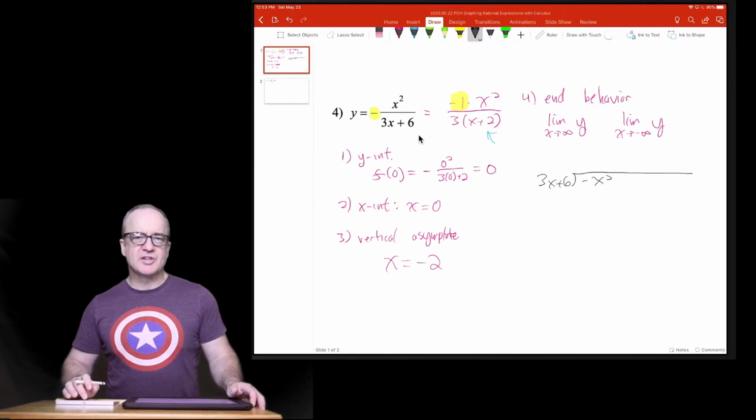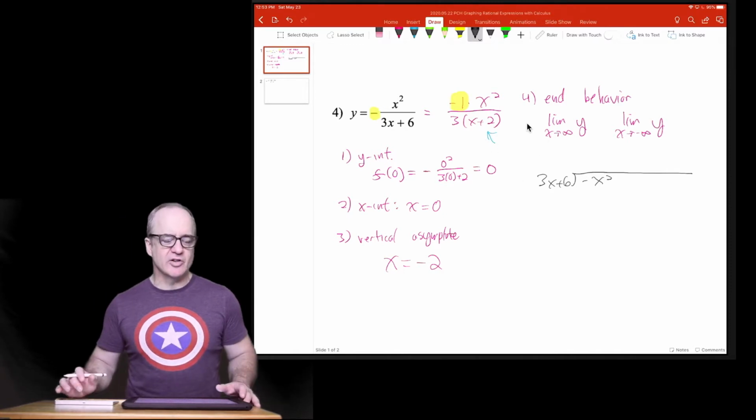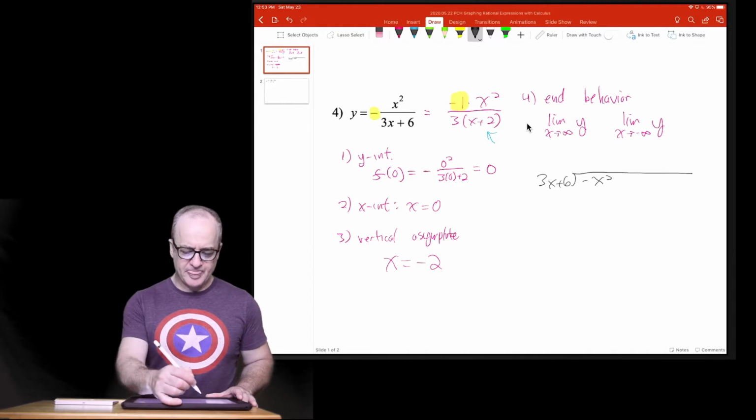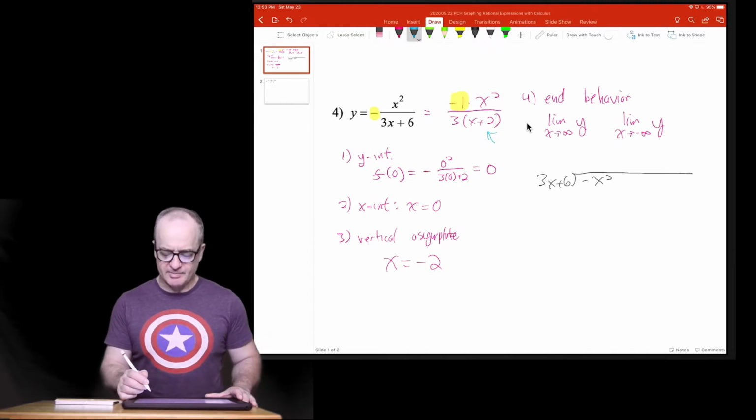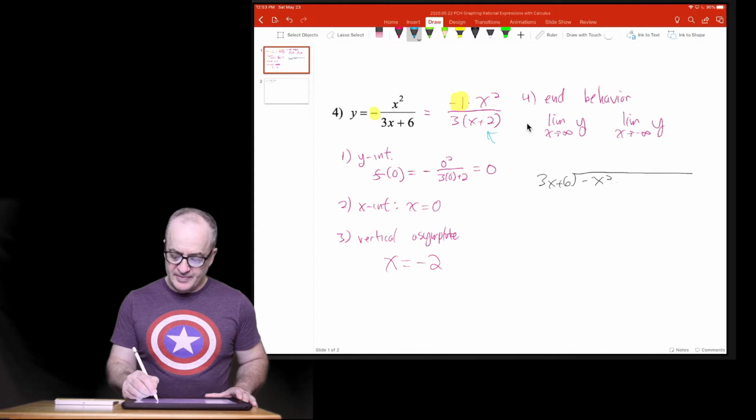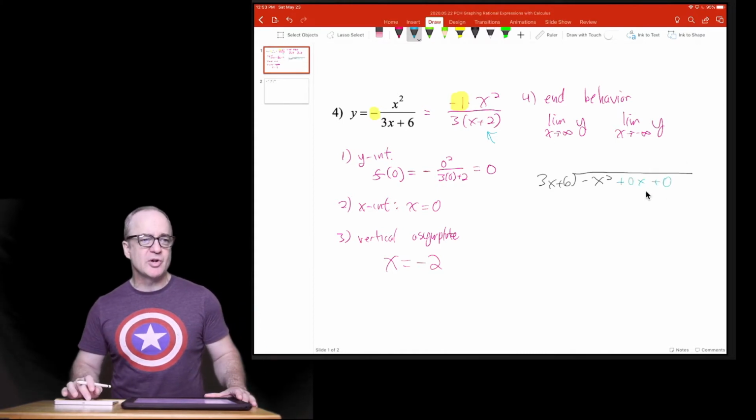Notice I'm not using synthetic division. That's because of this 3. For synthetic division to work, it has to be a linear term on the bottom beginning with 1x. This one begins with a 3. Could I factor out the 3? Sure, but this isn't that much harder, and it's just easier than keeping track of what I factored out. Same thing with the negative. Let's just leave it here and see where that goes. Get the slant asymptote all in one big long division step. I am going to write my plus 0x plus 0, my placeholders over here.